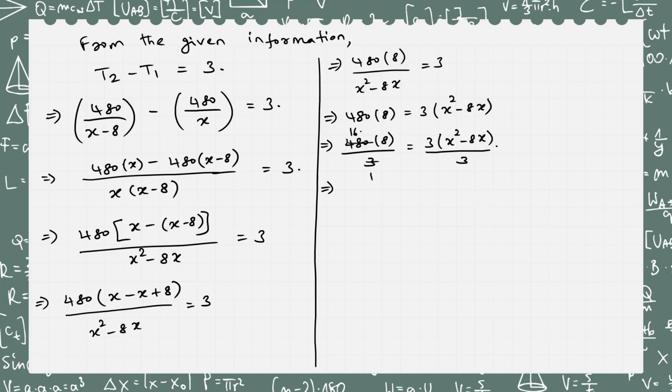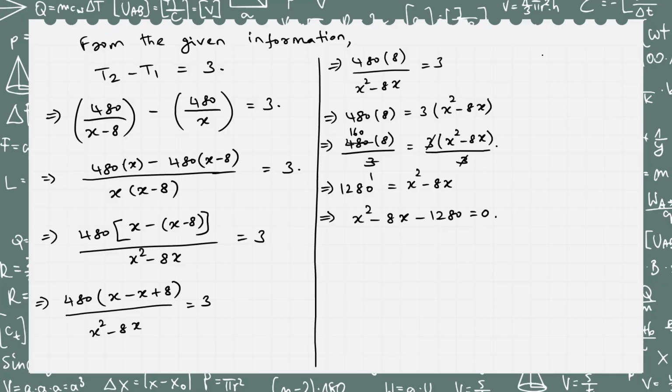3 16s are 48, right? So 160 we get here, and 160 into 8 will be 1280, right? 1280 equal to, cancelling these two threes, we have x square minus 8x. And taking all values to one side of the equation we get x square minus 8x minus 1280 equal to 0.